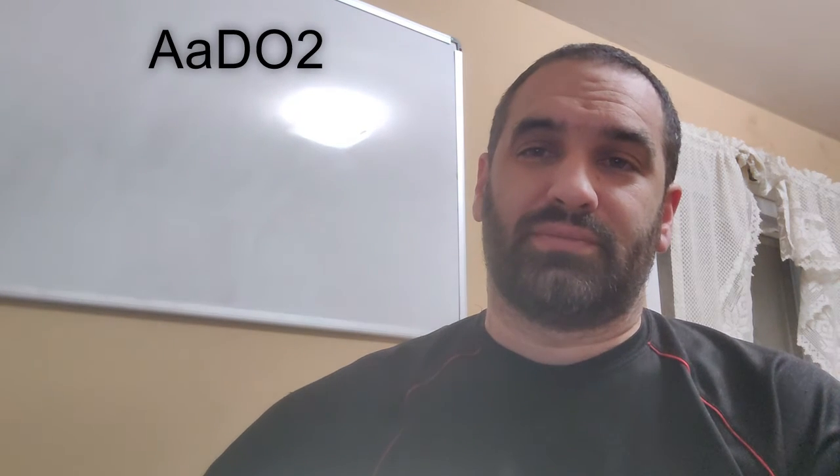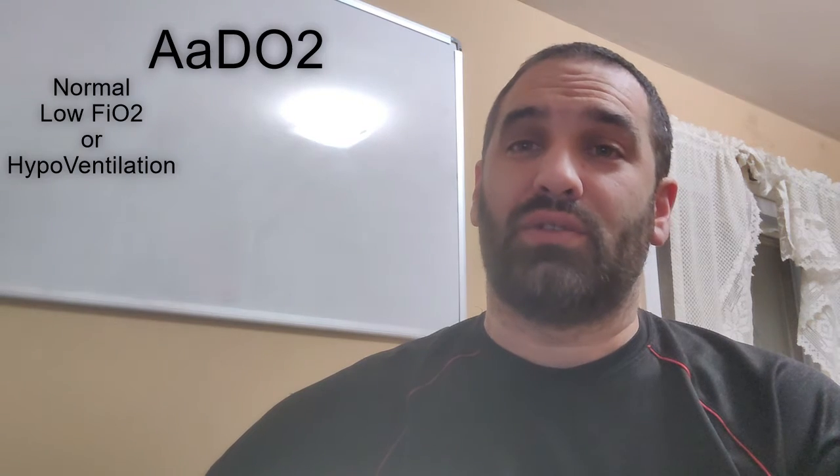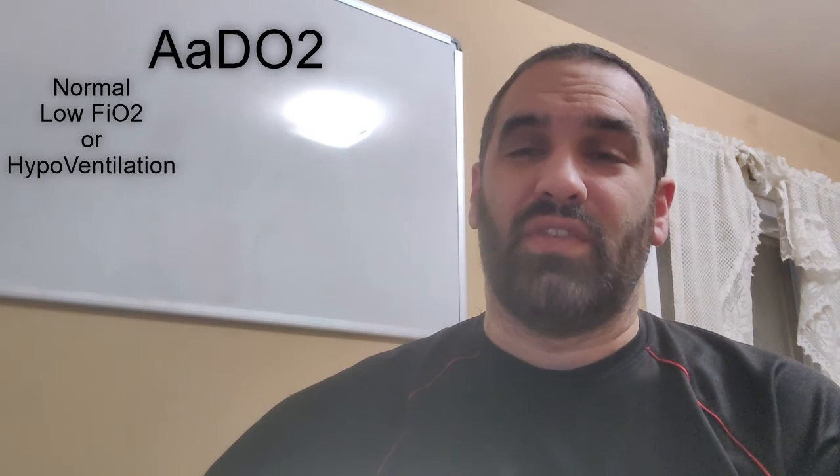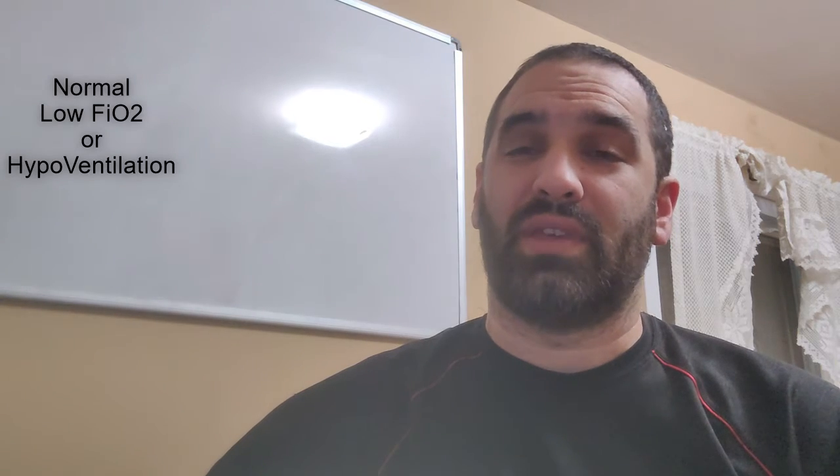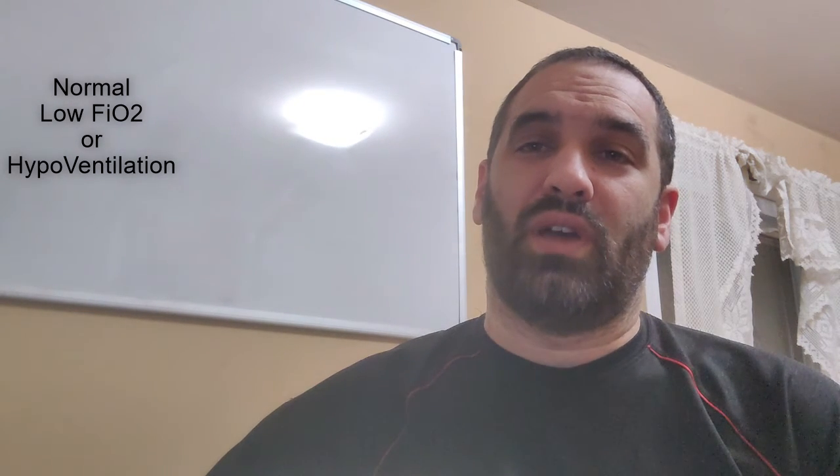What I would say is, is the AADO2 normal or is it abnormal? If it is normal, we can rule out, or for the time being anyway, right-left shunting, diffusion impairment, and VQ mismatch. So, over here, as you can see, the two left are hypoventilation and low FiO2. So how do we determine which one of them it is?